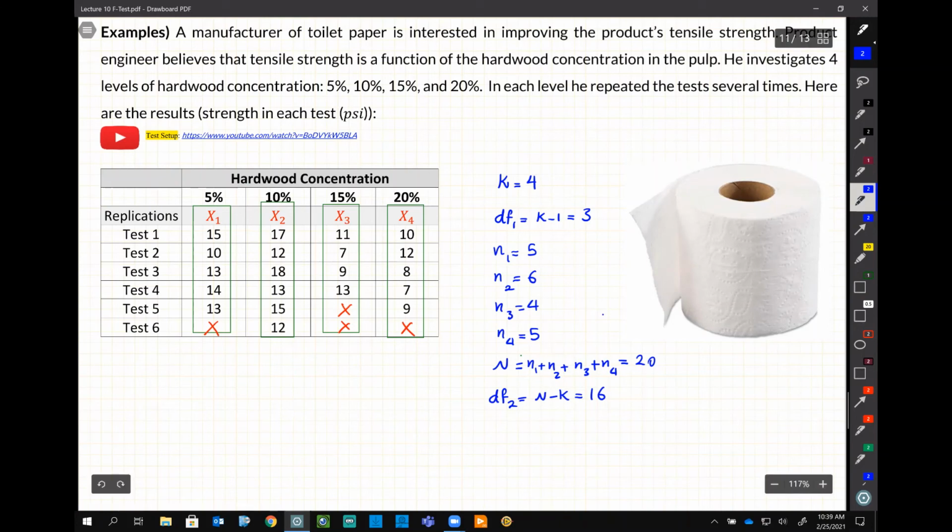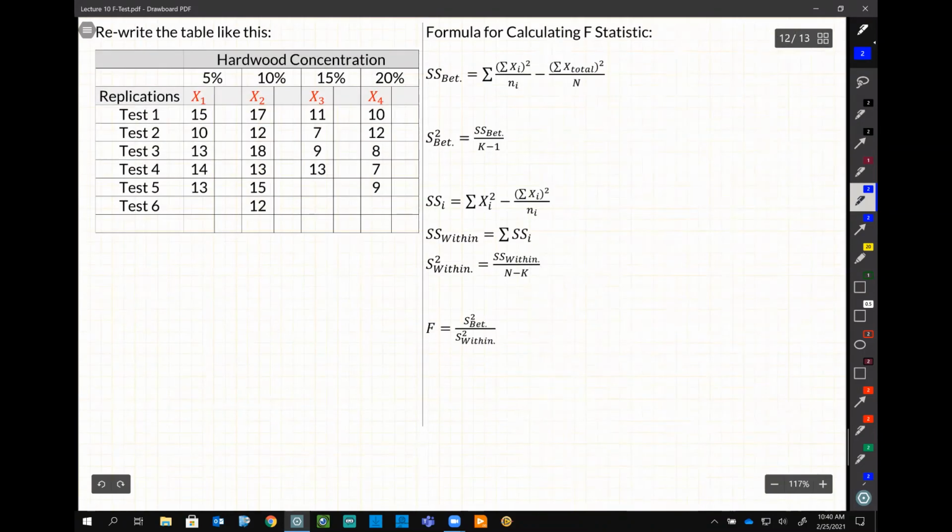To perform the F test, we need to find F, right? And F is equal to the variance between the groups and the variance within the groups. Our goal is to find this number. So to do it correctly, I suggest we write our table like this.